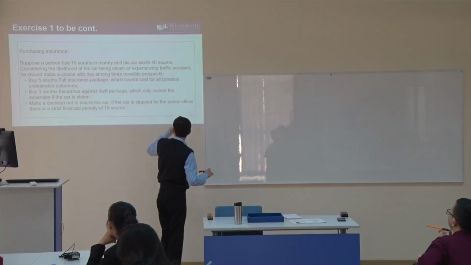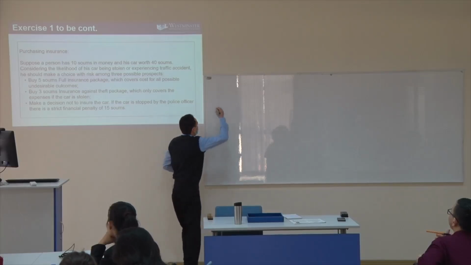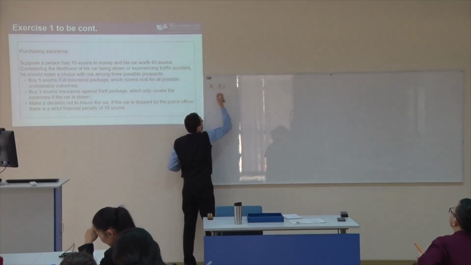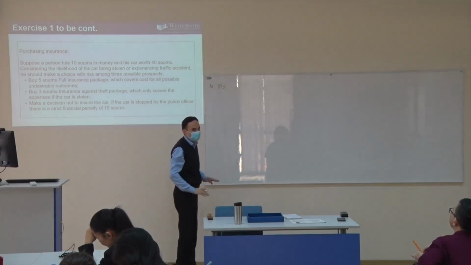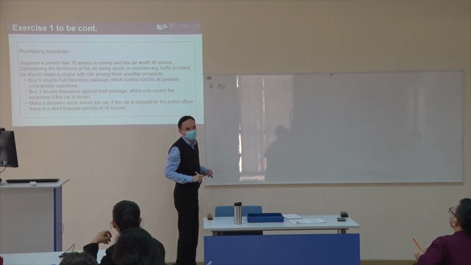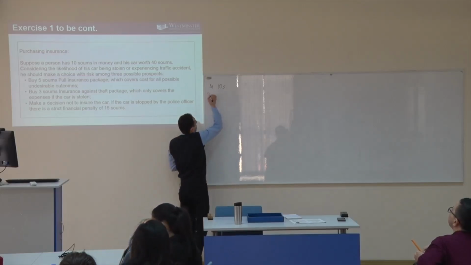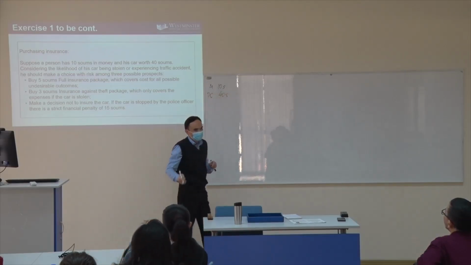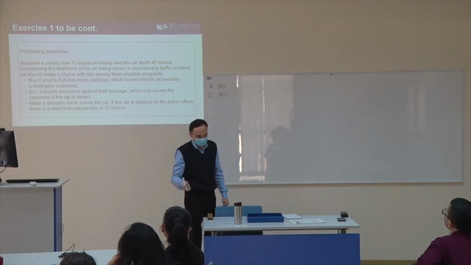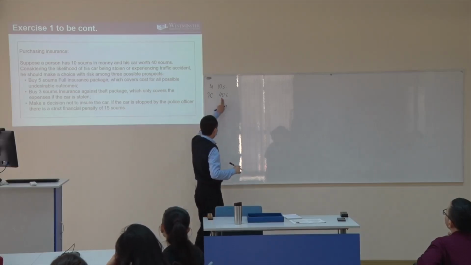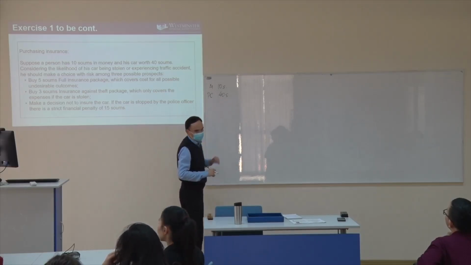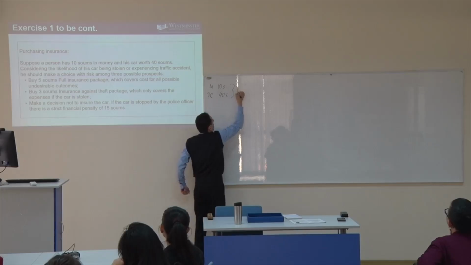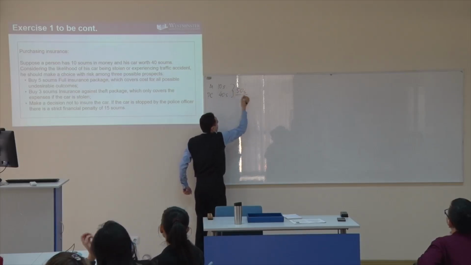So now let's suppose we have a person who has money of, let's suppose, 10 sums. Okay? So let's suppose I have 10 sums, and at the same time I have a car. And the price of my car is 40 sums. I have 10 sums cash, and I have a car which costs 40 sums. What is the total wealth that I have? 50, right? So now I have 50 sums of total wealth.